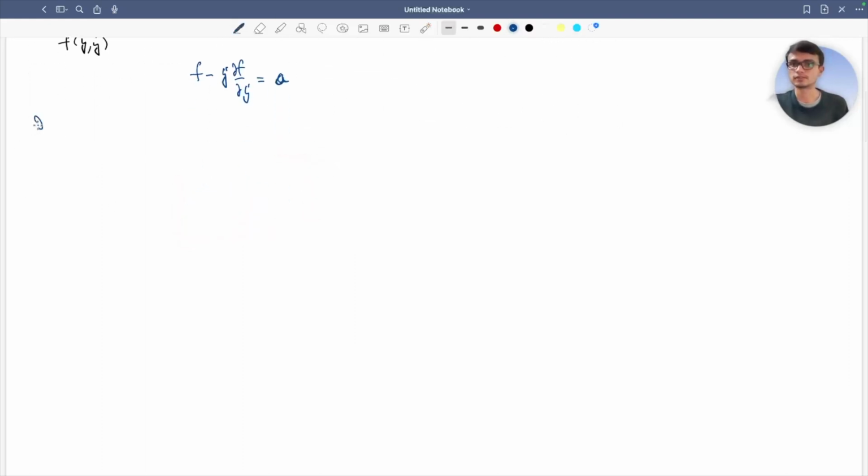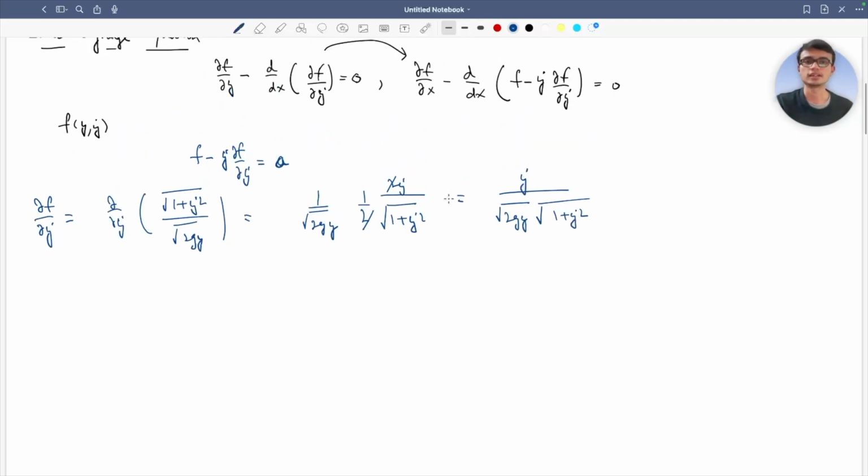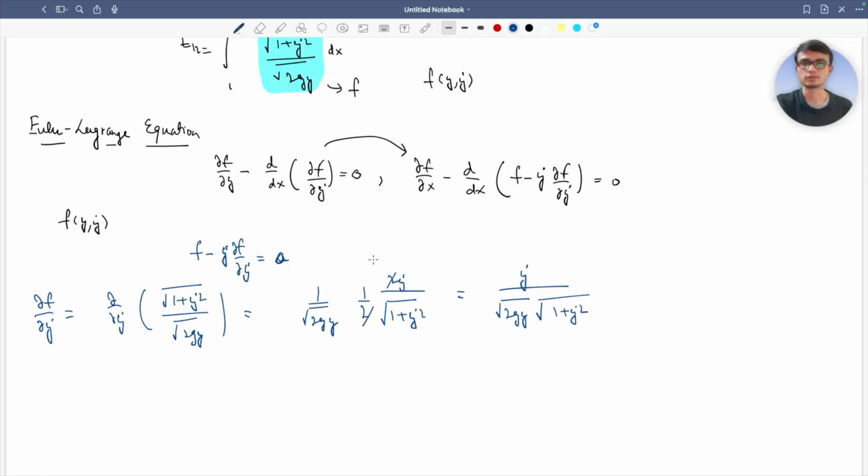I have to compute this first, del f upon del y dot. That will go as root of 1 plus y dot squared divided by root of 2gy, that is, 1 by 2 times 1 plus y dot squared to the power minus 1 by 2, times 2y dot. So that goes as y dot divided by root of 2gy times root of 1 plus y dot squared. All right, that's good enough now. So let's put this here.